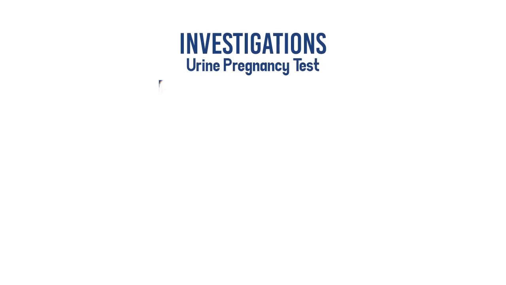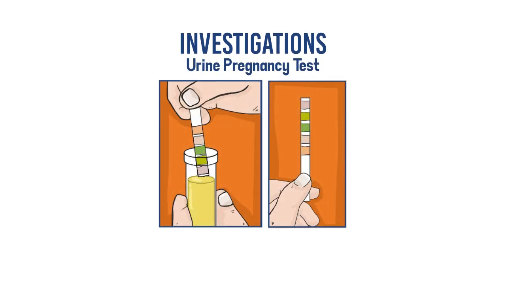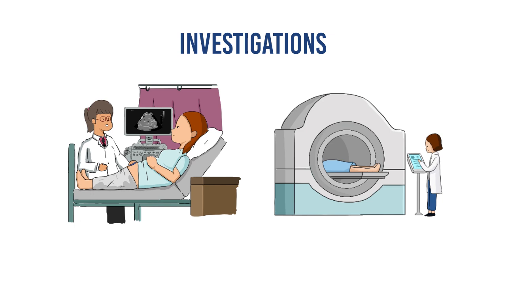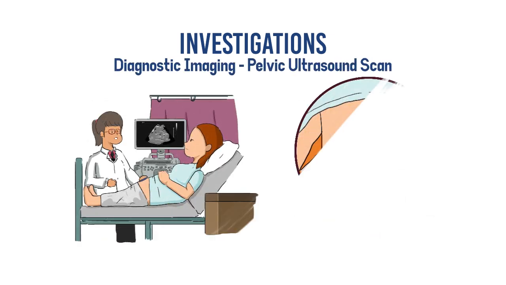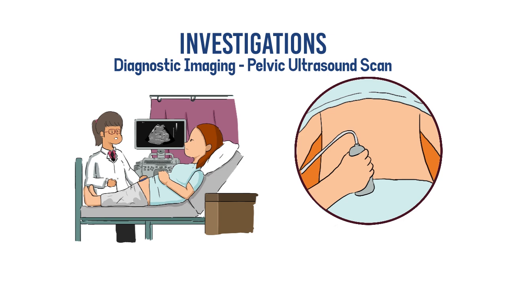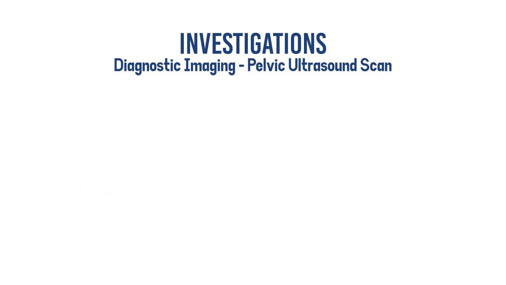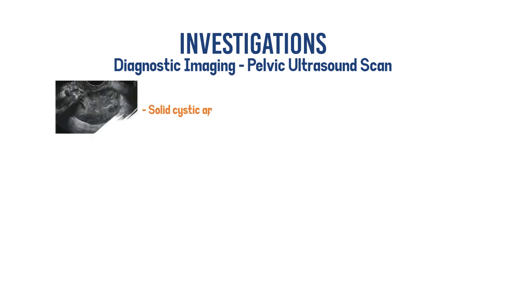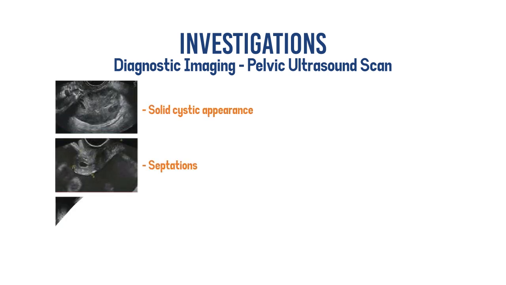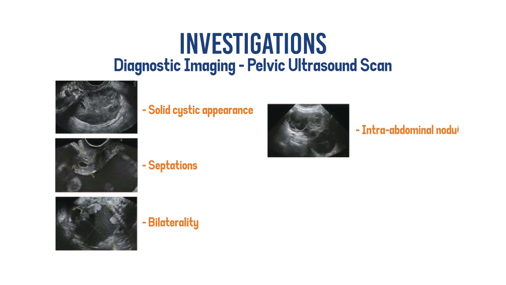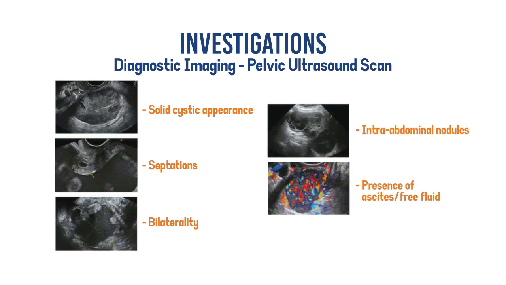A urine pregnancy test should be performed in all women of reproductive age. There are 2 types of diagnostic imaging that can be performed: pelvic ultrasound and the CT scan. Pelvic ultrasound scan is the most sensitive radiological investigation in the assessment of a pelvic mass. Specific features on a pelvic ultrasound scan suggestive of malignancy are solid cystic appearance, septations, bilaterality, intra-abdominal nodules, presence of ascites or free fluid.